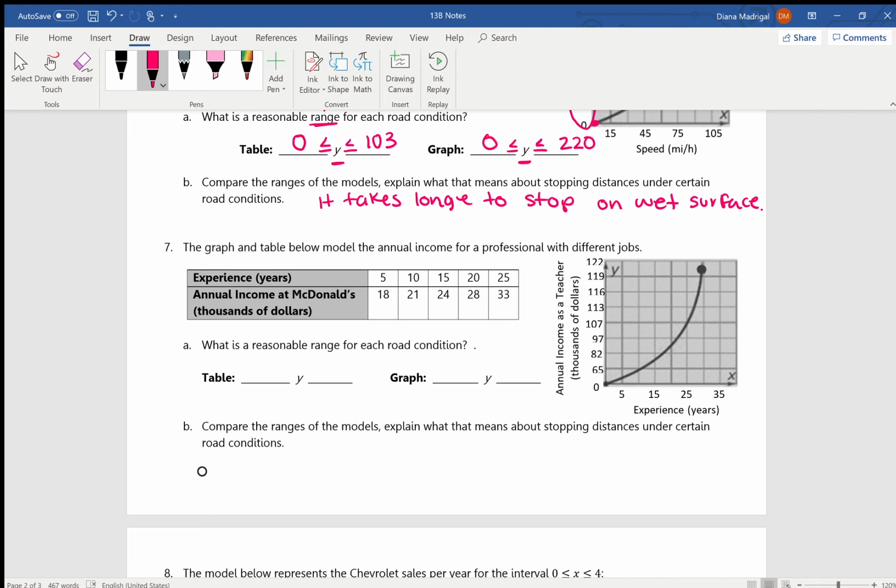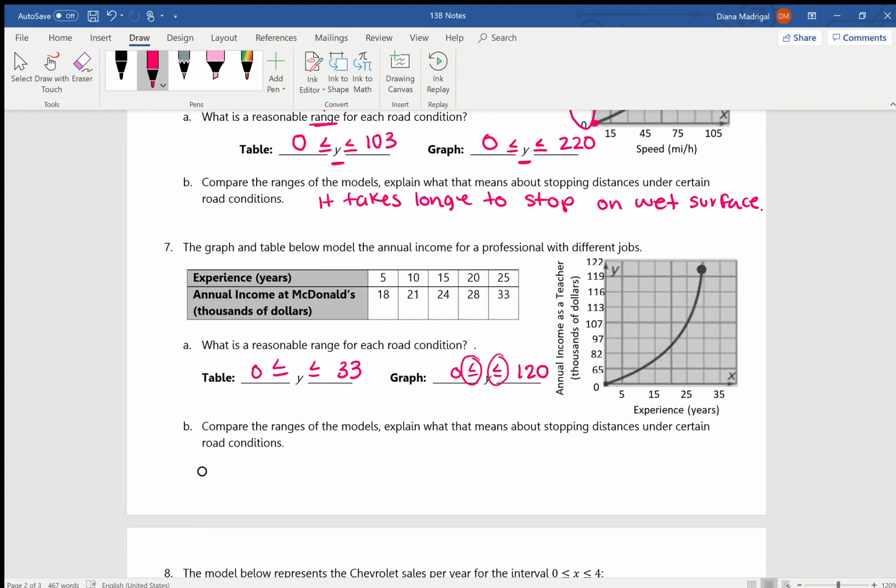All right, so your answer should have been 0 to 33 for the table. The graph should have been 0. And don't forget to write your symbols here, okay? The greater than, less than. Greater than or equal to, sorry. So for the graph, it goes from 0 to about 121. Well, let's put 120.